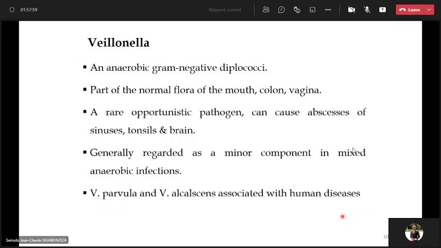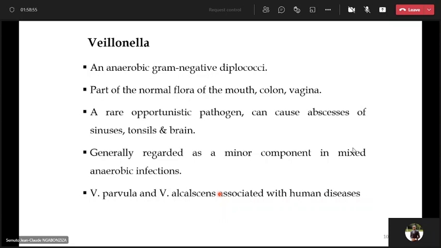And lastly, for the gram-negative cocci or coccobacilli, we have Veillonella, which is completely anaerobic gram-negative diplococci, and also part of the normal flora of the mouth and the colon, vagina. It's a rare opportunistic pathogen and can cause abscess of sinuses, tonsils, and brain, but always opportunistic. Also a minor component in mixed anaerobic infection. And only Veillonella parvula and alcalescens are associated with human disease.